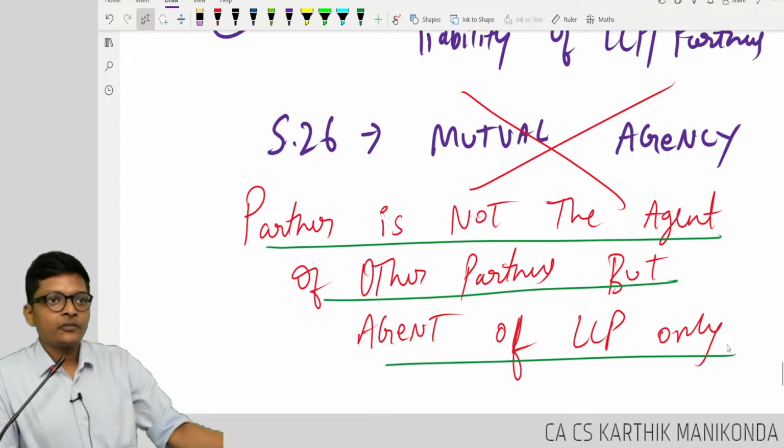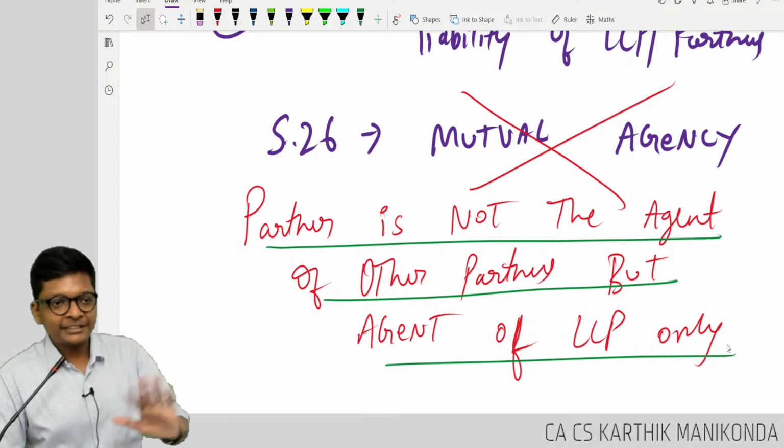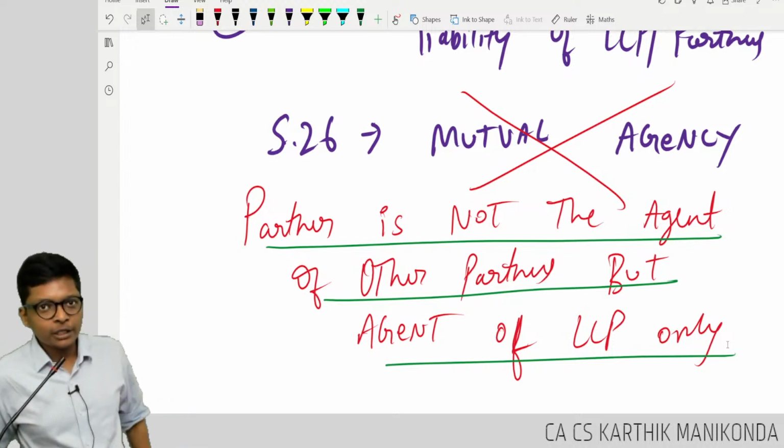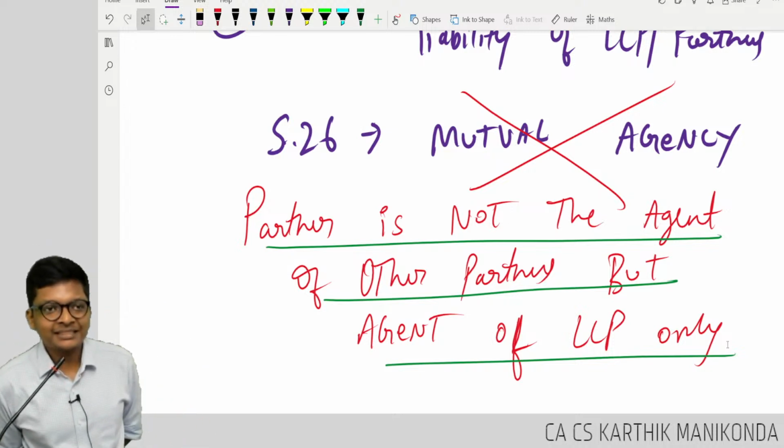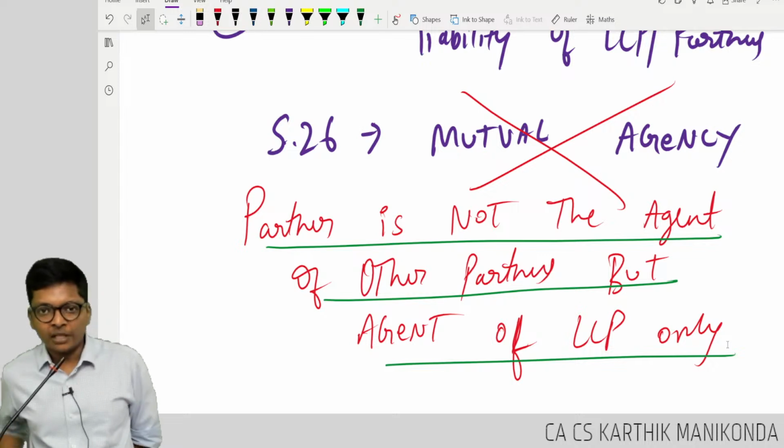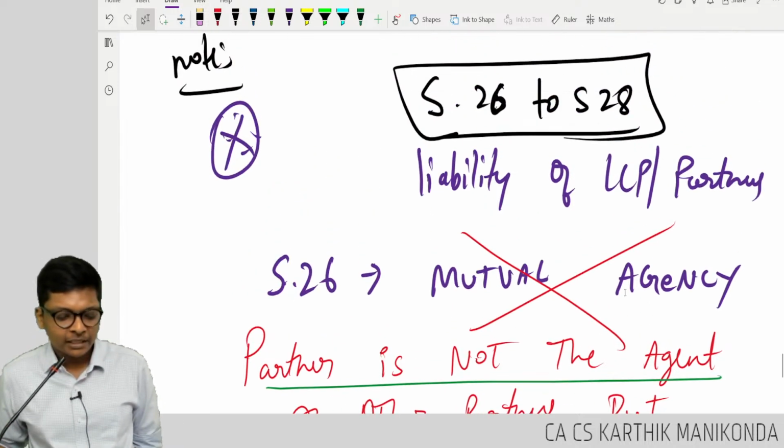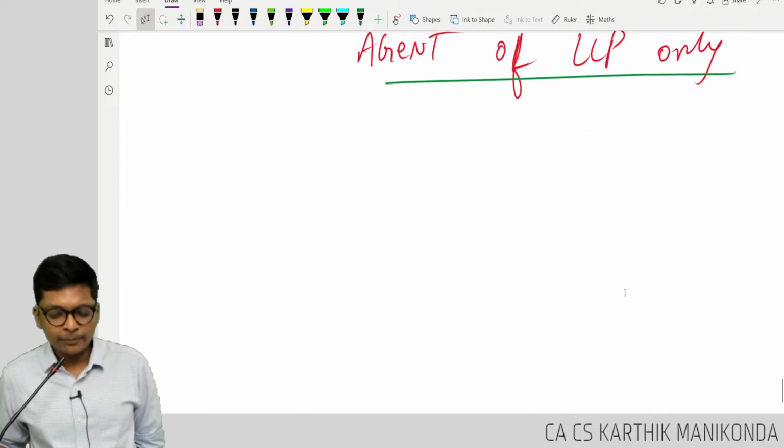They are agent of LLP only. Are you following, guys? That's it. Section 26 over, which you already know. No concept of mutual agency. Partner is not the agent of other partners, but the agent of LLP only. Are you guys following? Important.